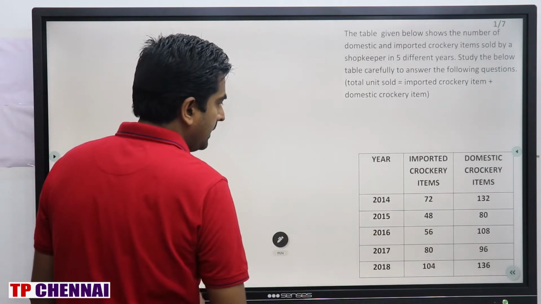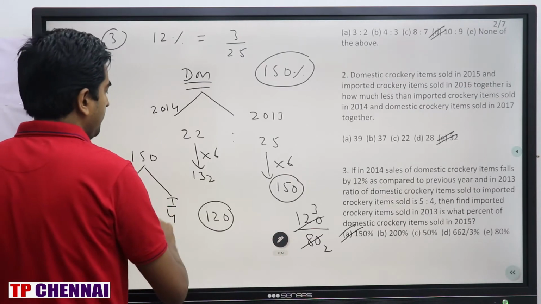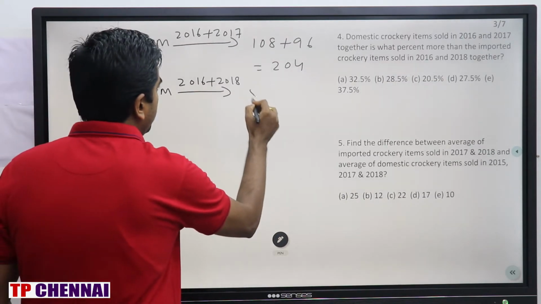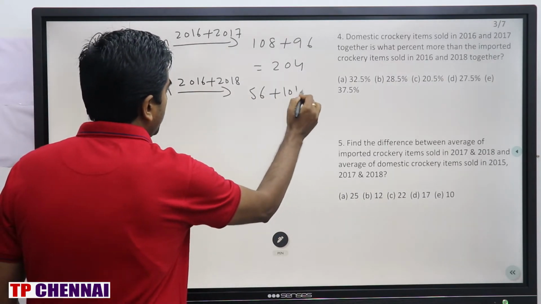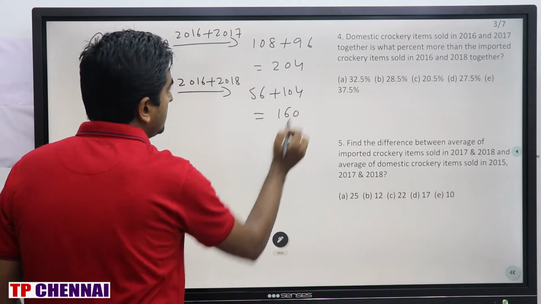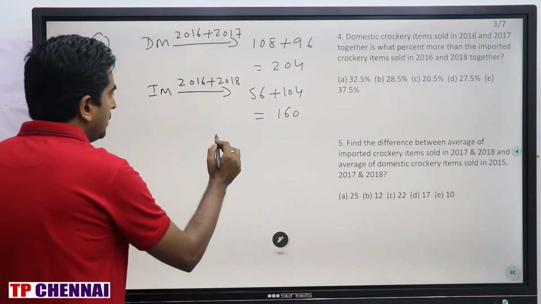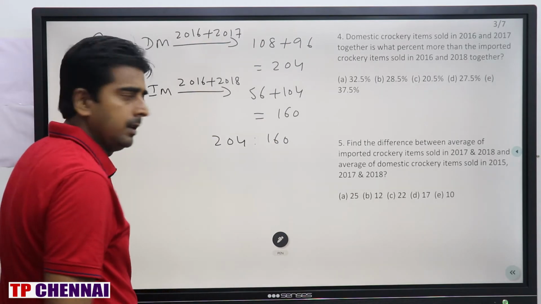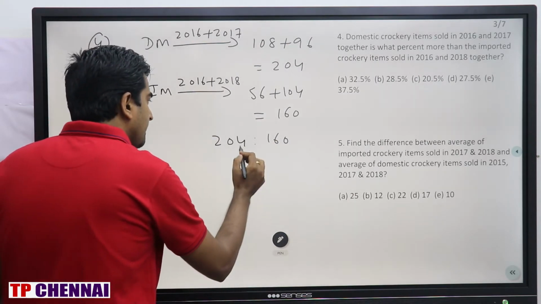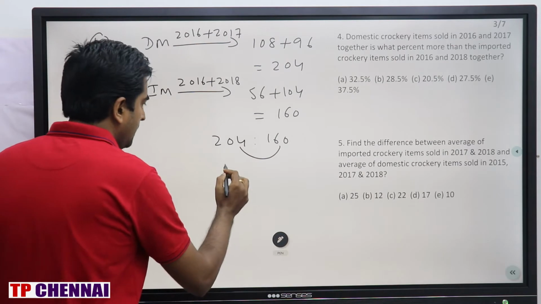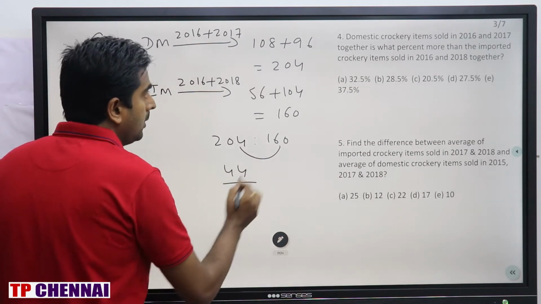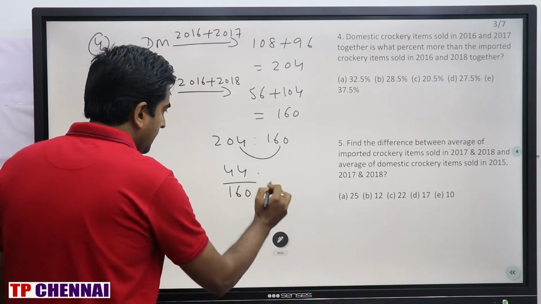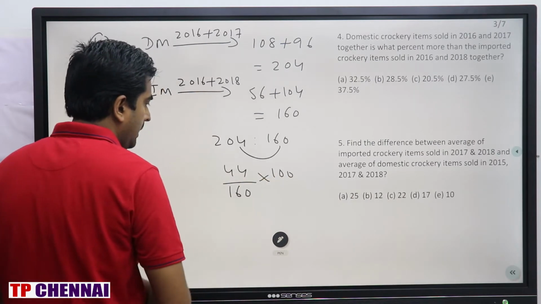Imported 16 and 18. What is the answer? 56 plus 104. What is the answer? 160. What percent more? So first we can directly say the difference is how much? 44 by 160 into 100, right?